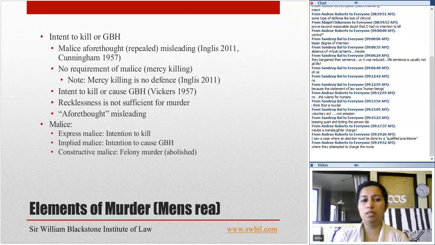The intent to kill or cause grievous bodily harm was decided in Vickers, 1957. They also said that recklessness is not sufficient for murder, just recklessness. It can be for manslaughter at times, but not murder. Aforethought, I already mentioned, has been repealed, so you shouldn't be mentioning any definitions as the current law which have malice aforethought in them.